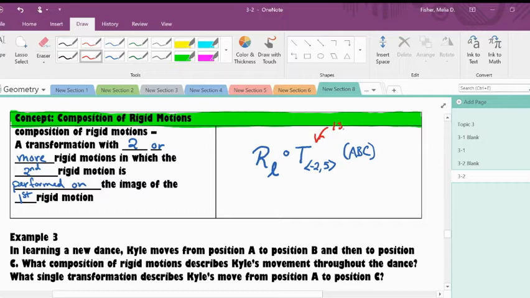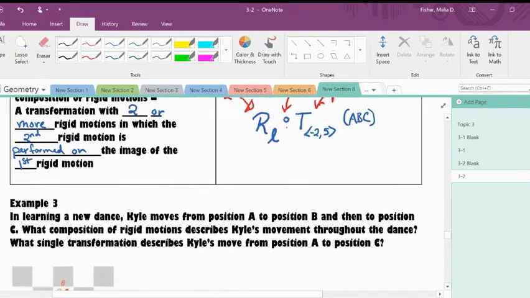Okay, so this is where we need to be really careful, because we do this part first. This part is first. This part happens second, because we're saying that this first thing happened to that second thing. So this part right here is the composition. And so the reflection happened to the translation. That means we had to do the translation before we could do the reflection. So the order of these things can really matter.